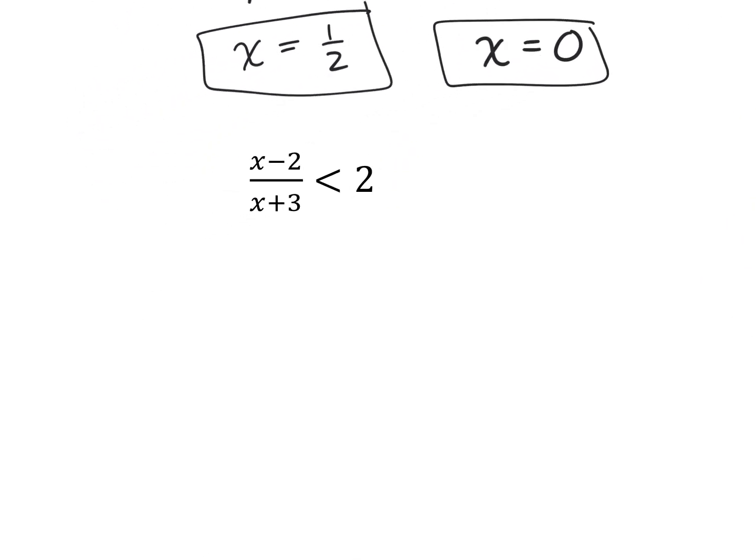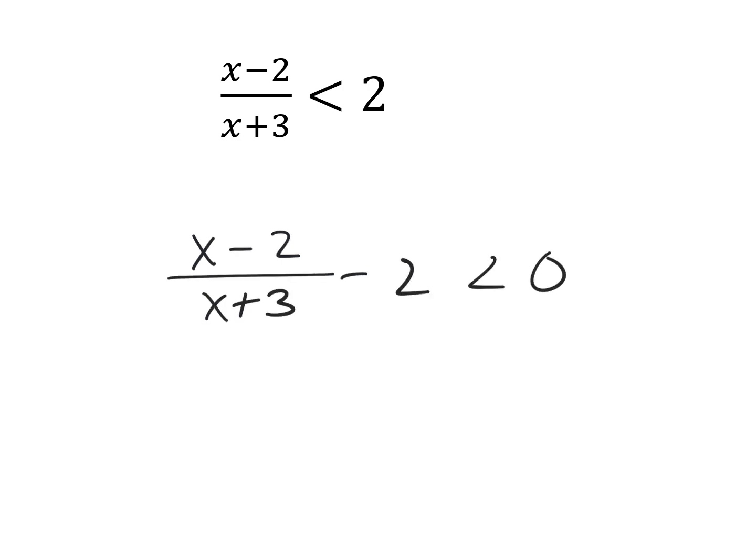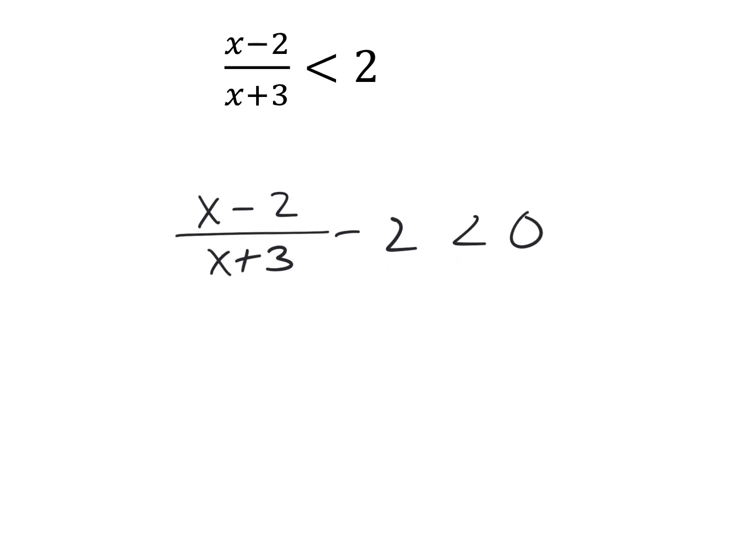Let's go ahead and try to solve an inequality. Now, with an inequality, we always like to use 0 as the number we see on the left. So this is going to be x minus 2 over x plus 3 minus 2 less than 0. Now we have multiple terms on the left-hand side, so we want to condense that.